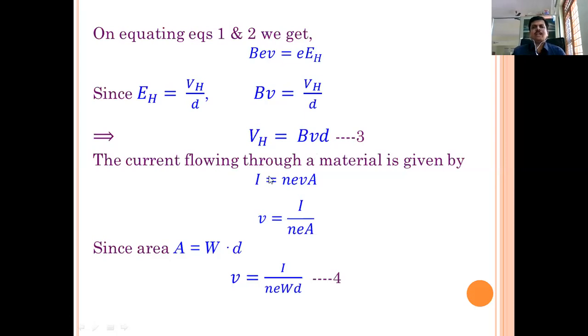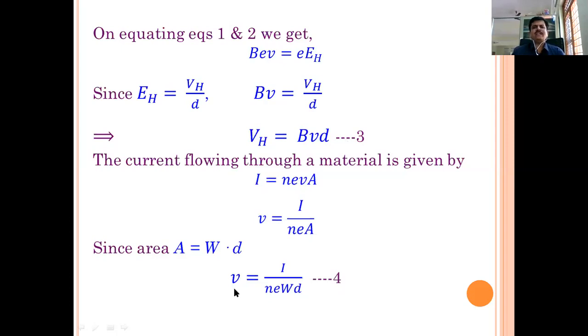Now, what I do is I take the relation for current flowing through a material, either a semiconductor or a conductor. The current will be having a relation I equals to nevA. So therefore, V equals to I by neA. A is the area of a material. Here the area is length into breadth. Hence the length is d, and the width which we have taken is w. Substitute V equals to I divided by n e w into d. Let us call this as equation number 4, and this is equation number 3.